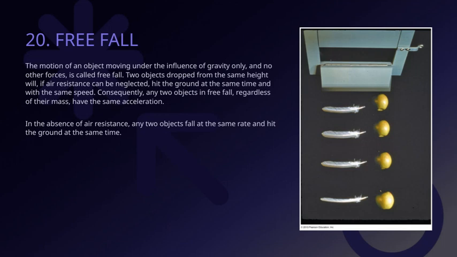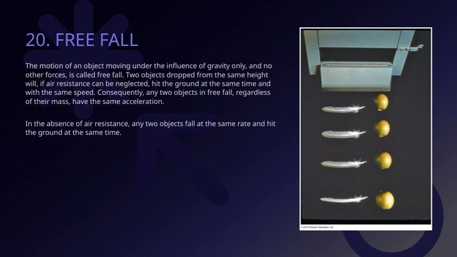When we talk about free fall, we're referring to the motion of objects that are falling solely under the influence of gravity, with no other forces acting on them. Now, an interesting and important point here is that, in the absence of air resistance, any two objects, regardless of their size or mass, will fall at the same rate. This means they will hit the ground at the same time and with the same speed. This might seem counterintuitive at first, but it's a fundamental concept in physics.